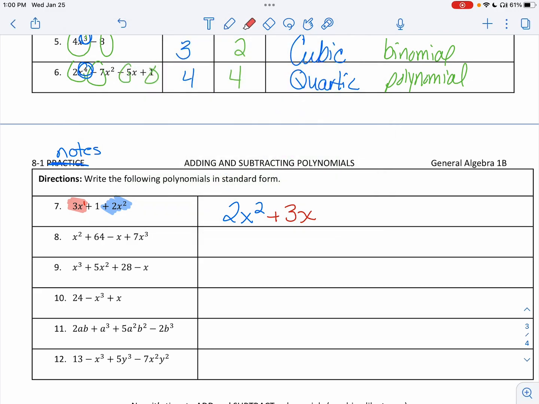Now I'm going to find the next highest exponent, which is technically this one because it has an exponent of 0. So I put a plus 1 behind it. That's how you do standard form. Let's take a look at the next one.